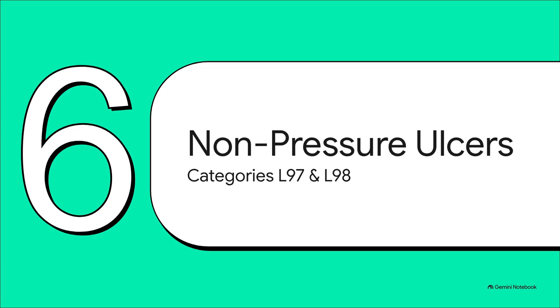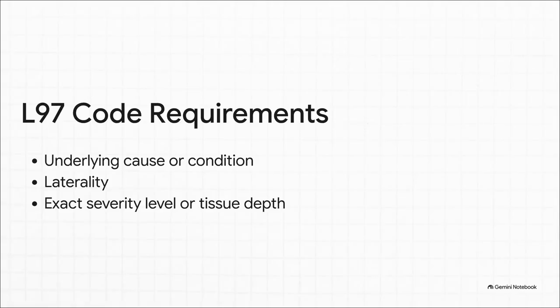Finally, Section 6, non-pressure ulcers in categories L97 and L98. Okay, we're stepping out of category L89 now. Non-pressure ulcers are fundamentally different because they result from underlying conditions. Think diabetes, vascular insufficiencies, or post-thrombotic syndrome, not localized physical pressure. So to properly code from category L97, you absolutely must extract three things from the medical record: the underlying cause, the laterality, and the exact severity level. Notice how these aren't staged 1 through 4 anymore? Here, you're looking for explicit words like a break in the skin or exposure of fat, muscle, or bone.